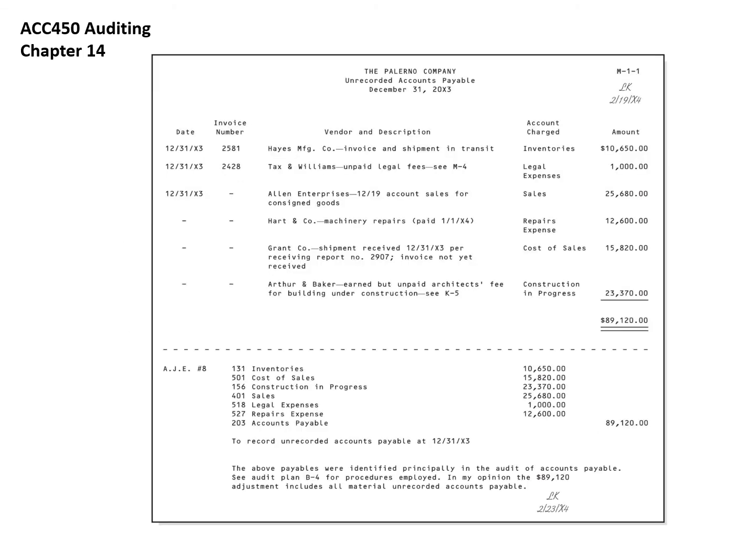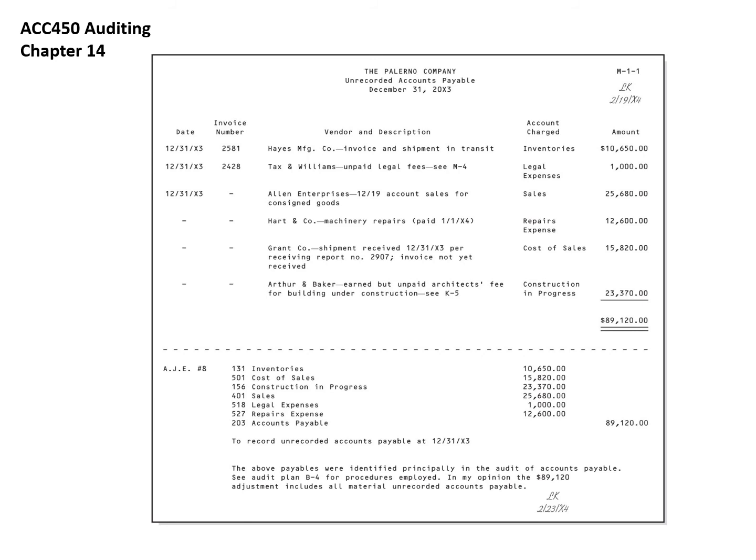Here's an example of an audit work paper showing different items that the auditor found that should have been recorded as payables as of year end, and an adjusting entry for the client to make in that regard. I want to call your attention to the fifth item down, Grant and Company.